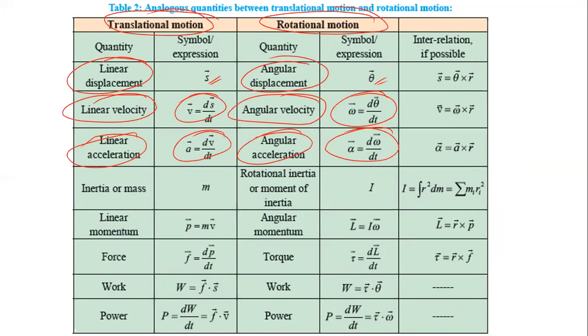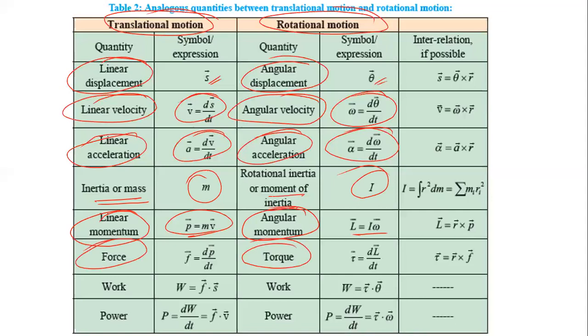Next one, inertia or the mass in translational motion is analogous to moment of inertia in rotational motion. m and I are analogous. Linear momentum, which is given by the formula m into v, is analogous to angular momentum in rotational motion. The formula is this. Force in translational motion is analogous to torque in rotational motion.